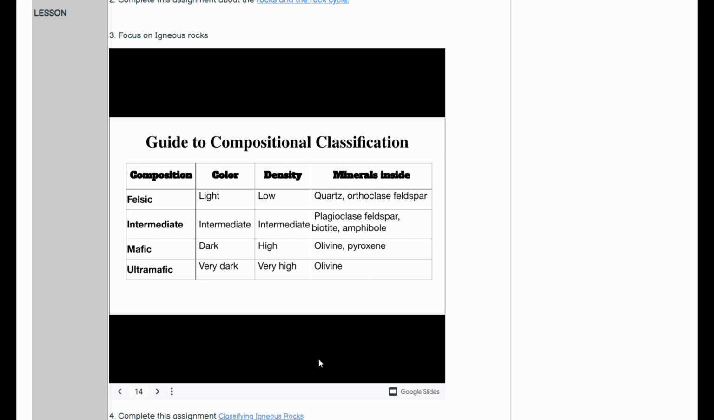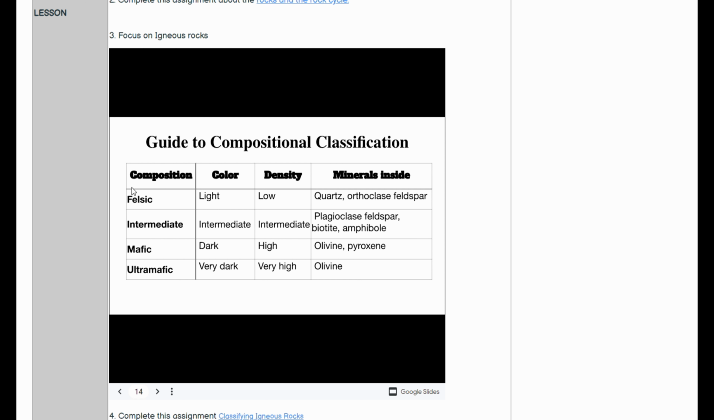Mafic rocks are very dark. They're high density. They have olivine and pyroxene. And then ultramafic are as dark as we see. Very, very, very dark. Super high density, and they usually are simply only olivine.